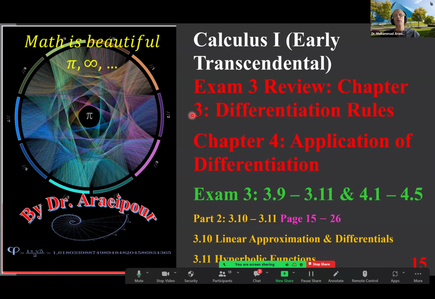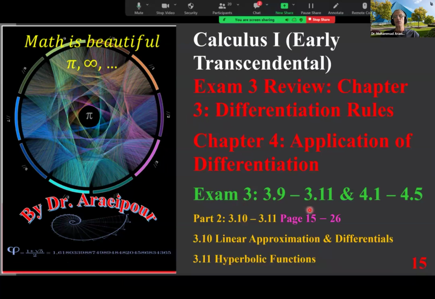Good afternoon, class. We are looking at the exam 3 review, covering chapter 3, differentiation rules, and chapter 4, applications of differentiation. Exam 3 covers sections 3.9 to 3.11 and 4.1 to 4.5. There's the second part: 3.10, linear approximation and differentials, and 3.11, hyperbolic functions.